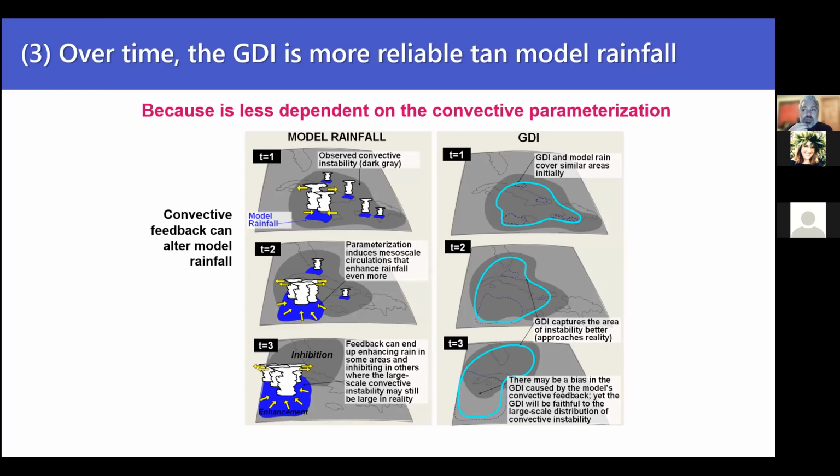The model rainfall will eventually start diverging all over the place for different reasons. One of them is what is called convective feedback. What happens is that the model starts resolving its own thunderstorms and convection, and that will release latent heat and also change circulations. Sometimes it will be right, but eventually over time that will generate differences that cause differences in model rainfall. So the GDI will help with that.